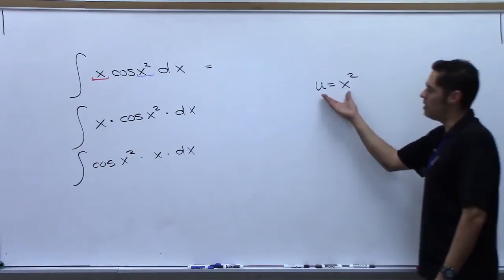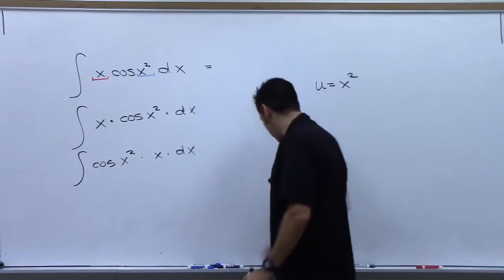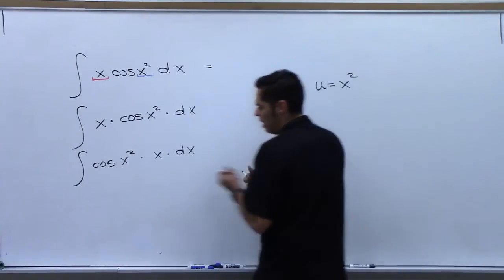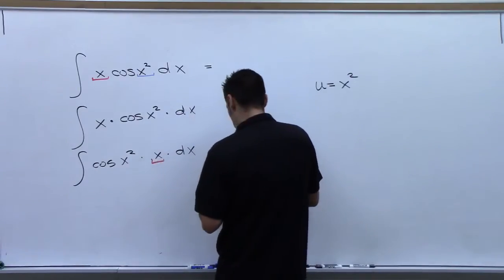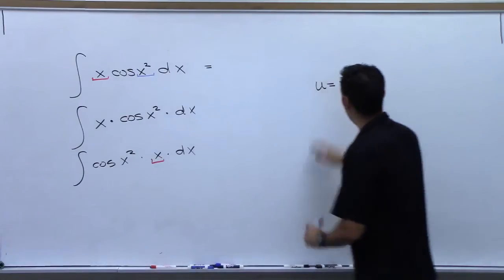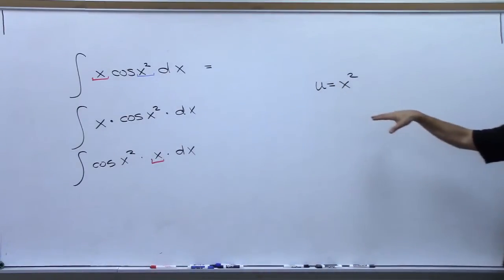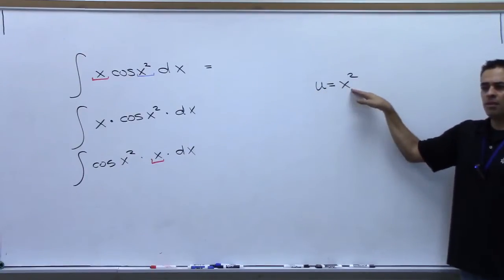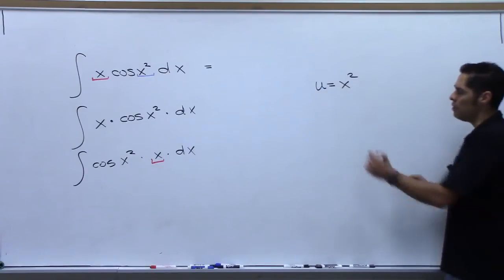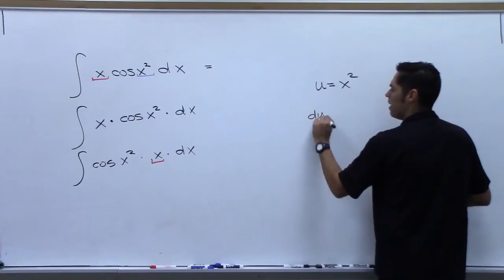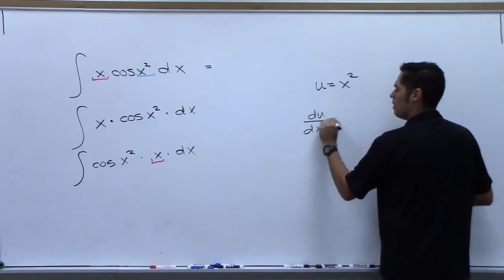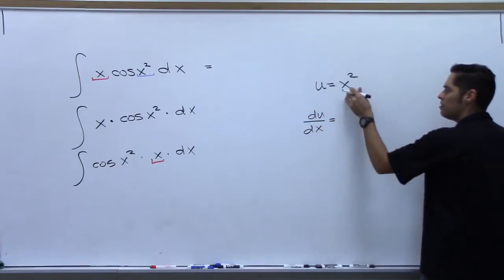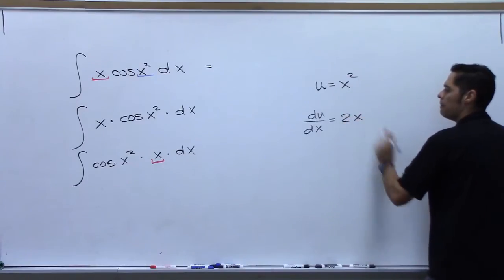So what do I do once I identify something and then its derivative, which seems to be off by a constant, which was right here? Well, I come over here to this little equation I've created, and I take the derivative on both sides with respect to x. So here's the way we'll write it. du dx is, what's the derivative of that? We said 2x, right?